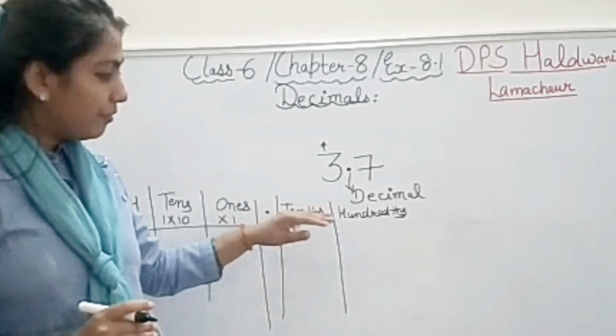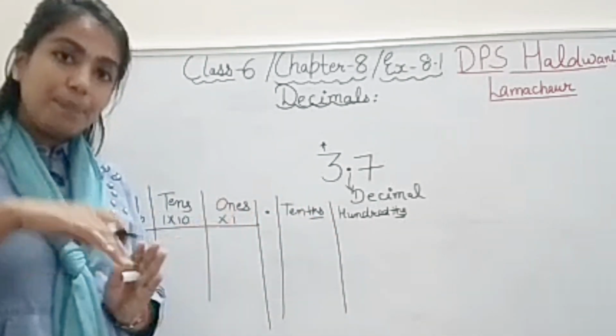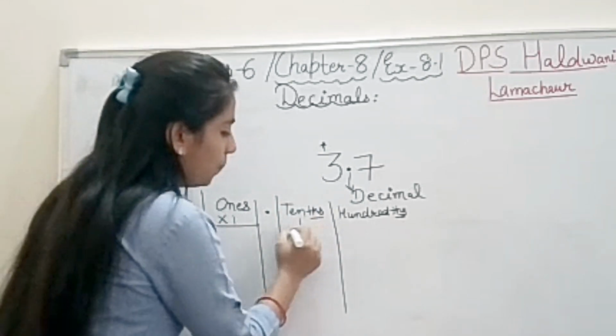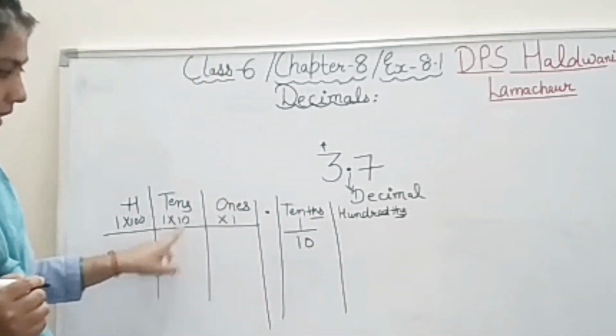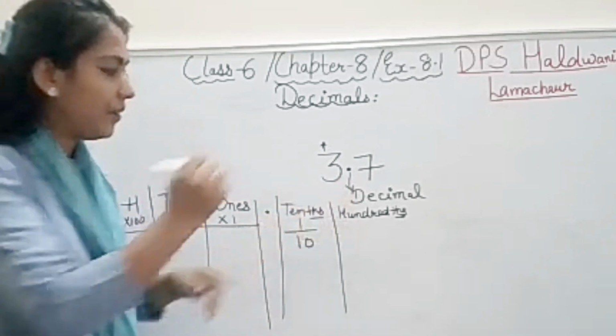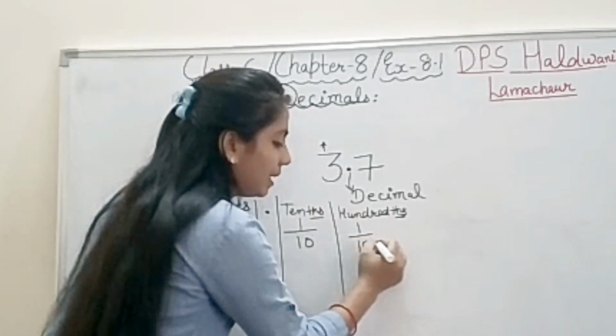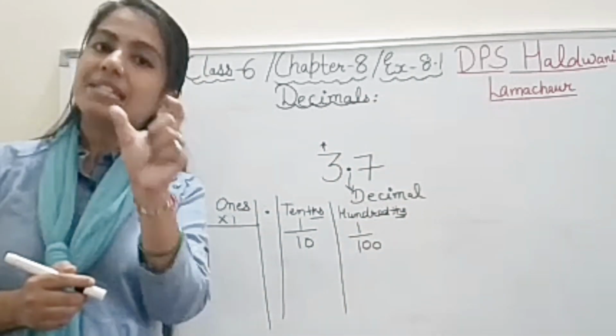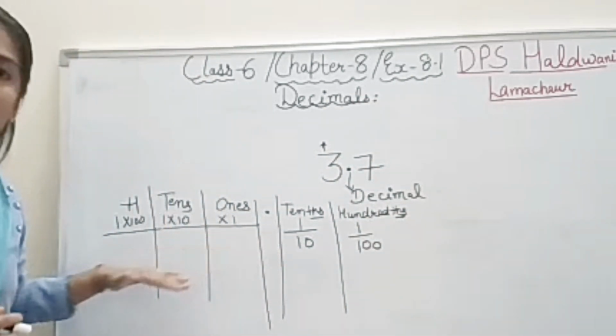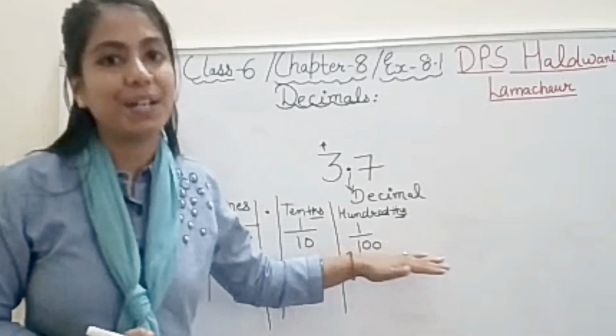In the same manner, for the decimal part, the term will be the reciprocal. It means we'll divide by 10. Here we'll multiply with 10 and here with 1 upon 10. Hundredths, 1 upon 100. Thousandths, 1 upon 1000. Only this difference is there between the whole number part and the decimal part.